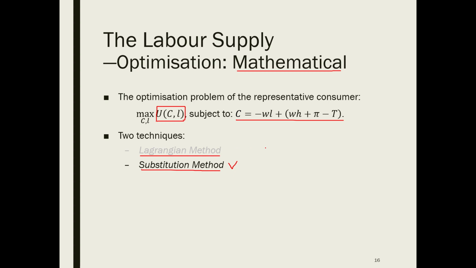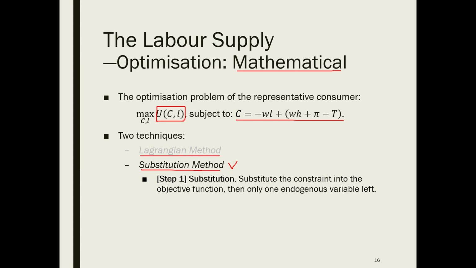The logic of the substitution method is to transform an optimization problem with constraint into an optimization problem without constraint. There are three steps. Step 1 is to substitute all constraints into the objective function. Every constraint can be used to substitute out one endogenous variable. In our case, we can substitute out C. Of course, if you want, you can substitute any variable like leisure, but it won't make any difference.